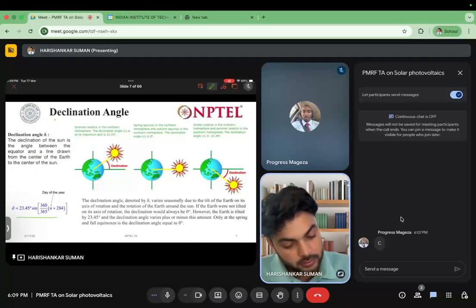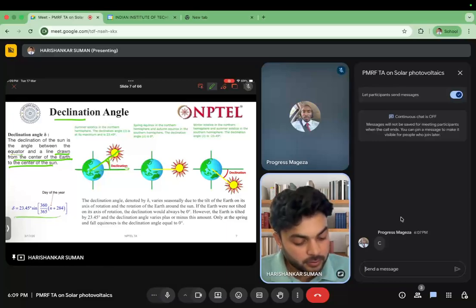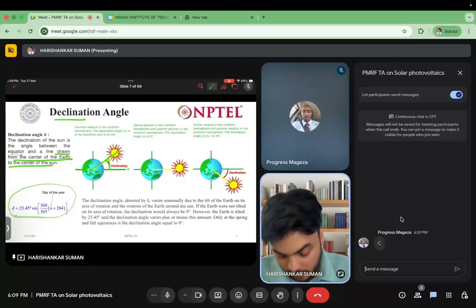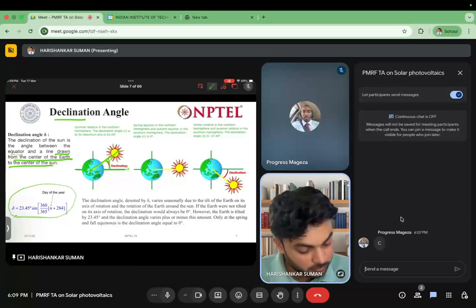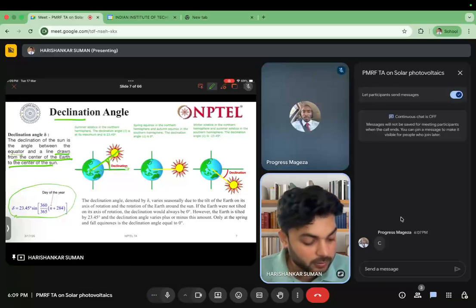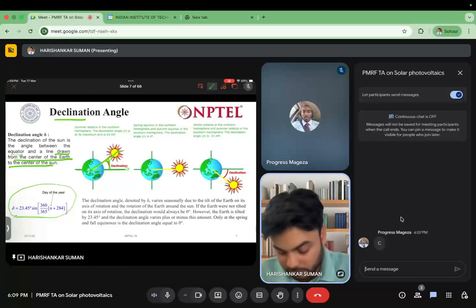And the declination angle is the angle between the equator and the line drawn from the center of the earth to the center of the sun, and this is the formula: 23.45 degrees times sine of 360 upon 365 times (n plus 284), where n is the day number of the year. Like January 26th will be 26. You have to start from January 1st.